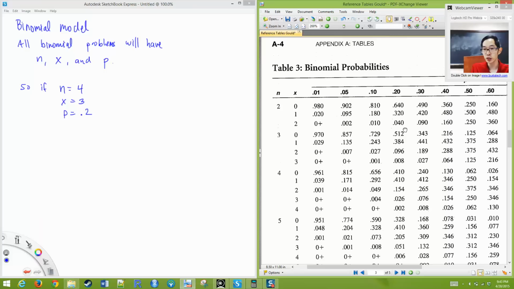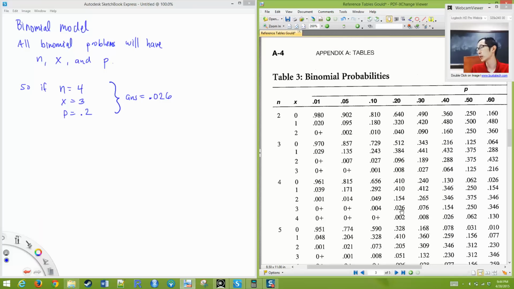Our answer is 0.309. First I go to the n, and I find n equal to 5. Okay? All of these numbers here correspond to n equal to 5. Within n equal to 5, I then go to the next column, x, and I find x equal to 2. Now that I've got n and x, and I'm in this row, I go to the column where p is equal to 0.3. Okay? So n is 5, x is 2, p equal to 0.3 gives me this value right here, which is 0.309. Can you guys see that?